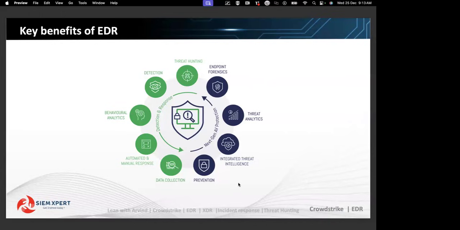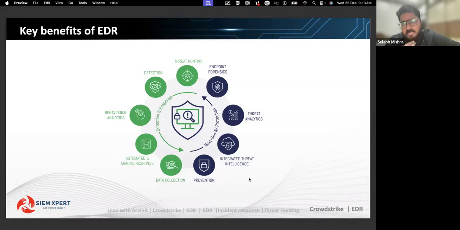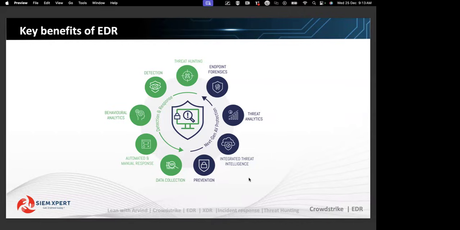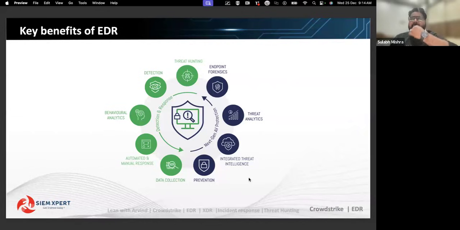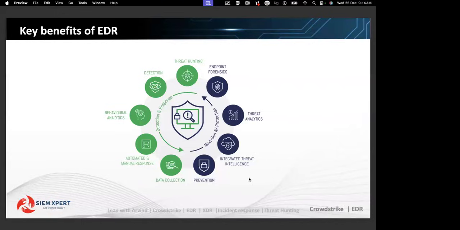Okay, Arvind, can you give an example for integrated threat intelligence? I will give you an example. Is it acting like any database inside the EDR to match any IOC hash values or any signatures like that? You know what threat intelligence is, right? That is where I'm getting confused, the concept of threat intelligence.